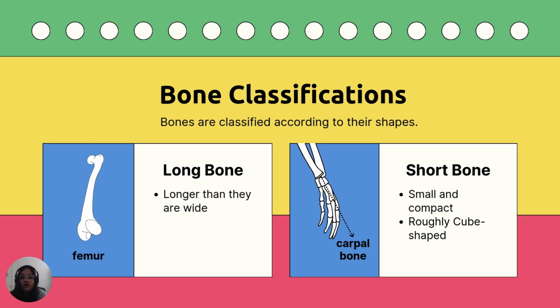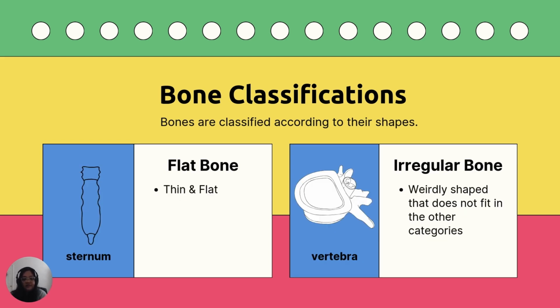These bones are longer than they are wide, so 2 examples would be your femur and your humerus. We also have the second type, which is a short bone. These bones are more small and compact, and sometimes roughly cube shaped. So you can find these in your carpal bones, which is your wrist bones, and your tarsals, which is in your ankle.